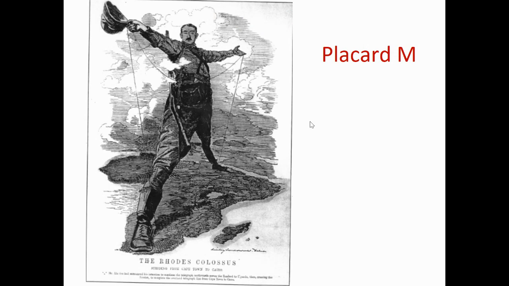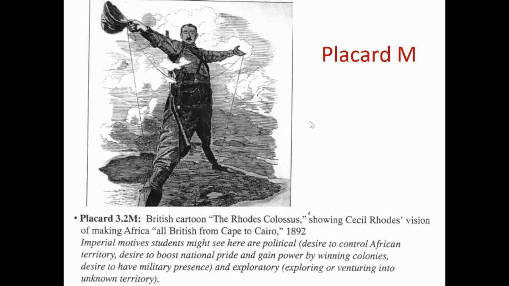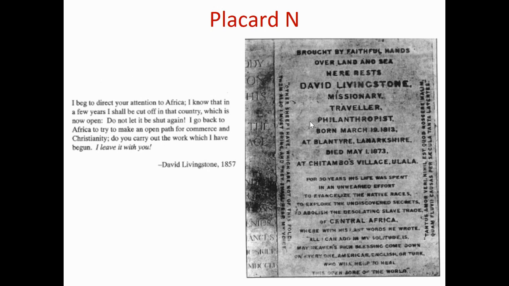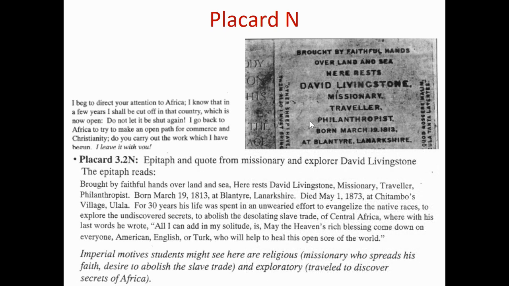This is a man standing on top of all of Africa. This is a relatively famous picture called the Rhodes Colossus. And you see political and exploratory. This Cecil Rhodes here was a British man who wanted to control all of Africa for the prestige of Britain. This is an epitaph or a saying on a tombstone, which was David Livingstone, who was an explorer in Africa. So you can read that, and it's religious and exploratory.